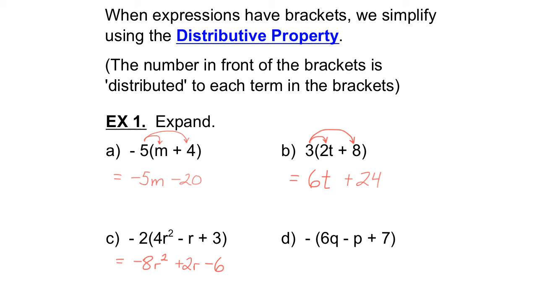And this last one, some people find this tricky because they don't see the number in front. Remember, if you don't see the number, that means it's a 1. So it's -1 multiplied by each term in the brackets. So you should end up with -6q plus p minus 7. A shortcut to this is if you just have a negative sign in front of the brackets, you basically are just switching all the signs within the brackets. So 6q becomes -6q, minus p becomes plus p, plus 7 becomes minus 7. That's if you have a negative sign in front.